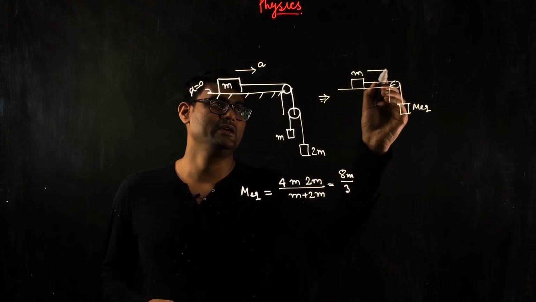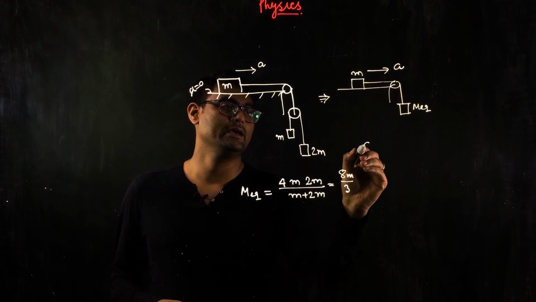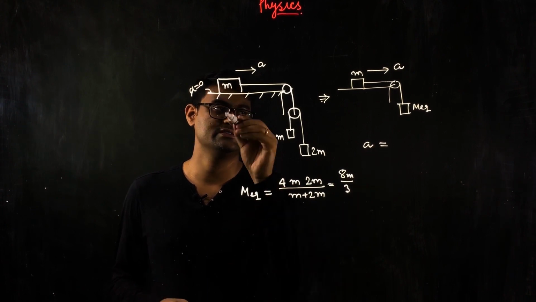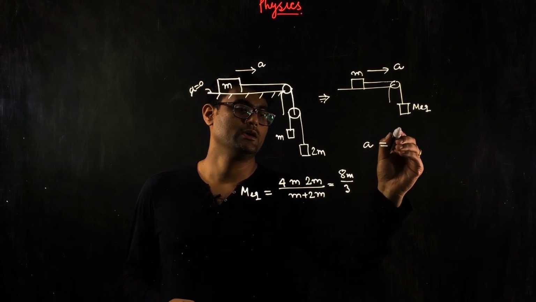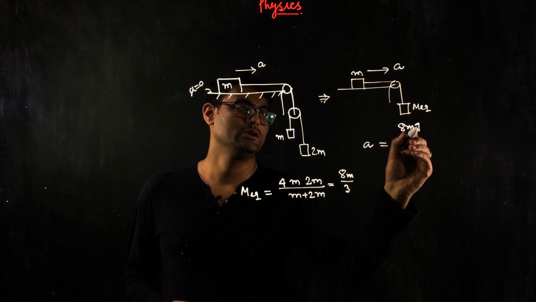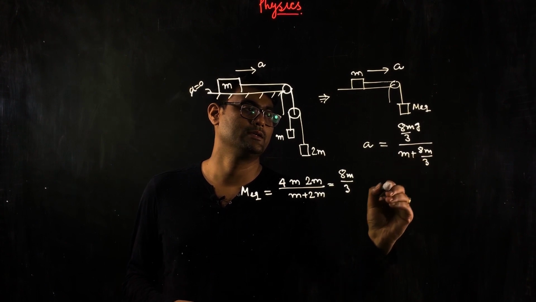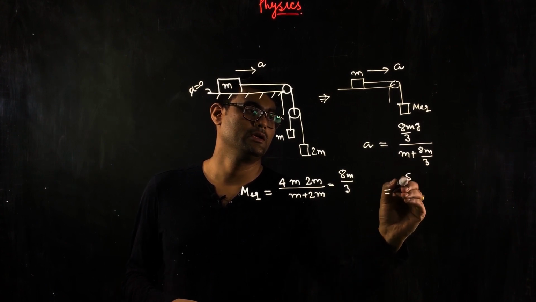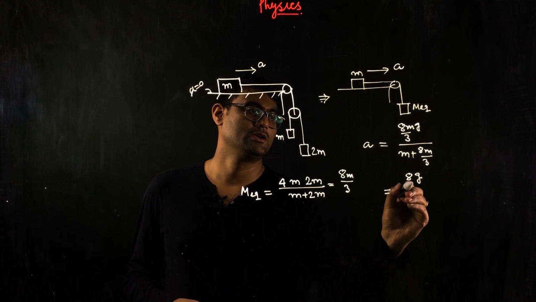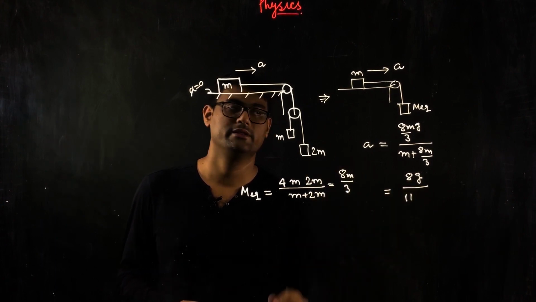So now very easily and quickly I can find the acceleration of this block, which will be 8mg by 3 divided by m plus 8m by 3. So it will be 8g divided by 11. That will be your answer.